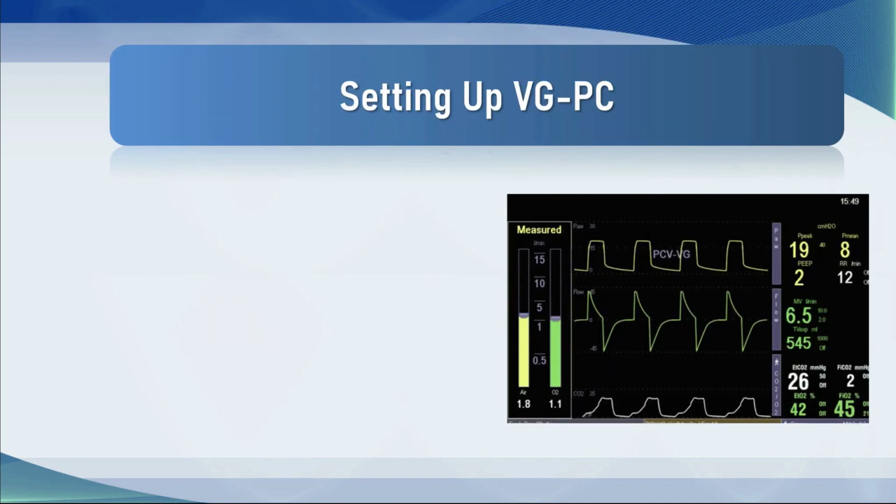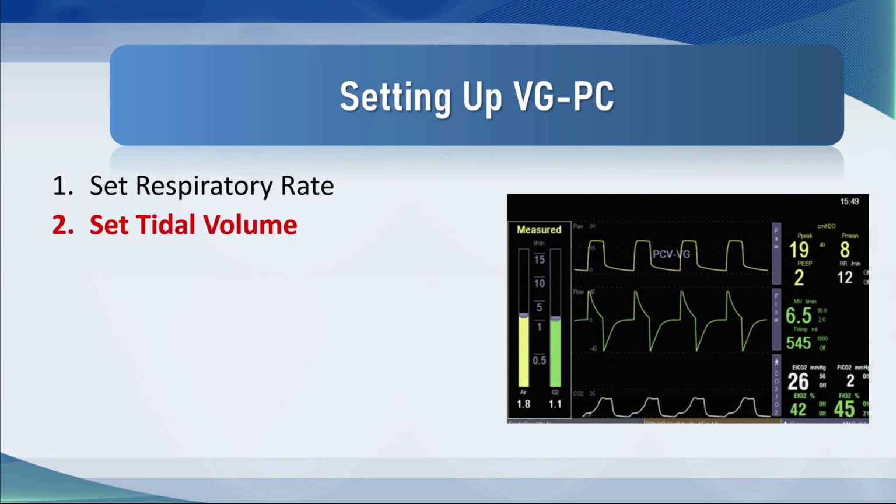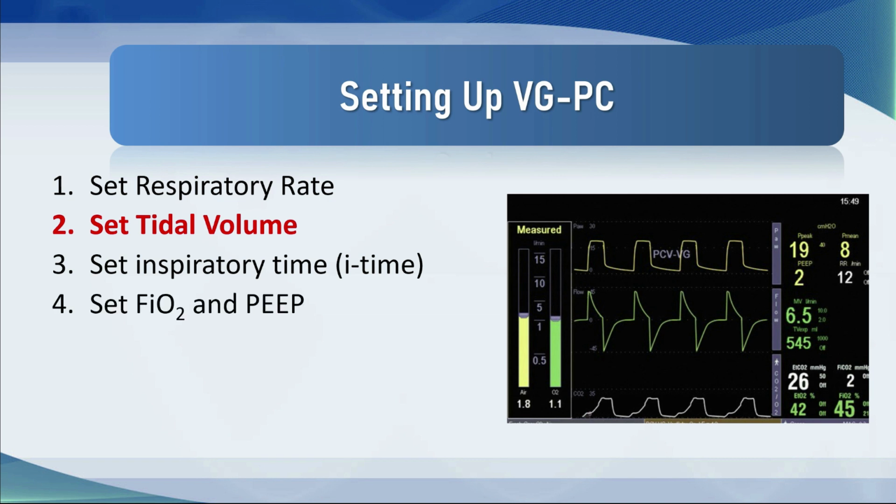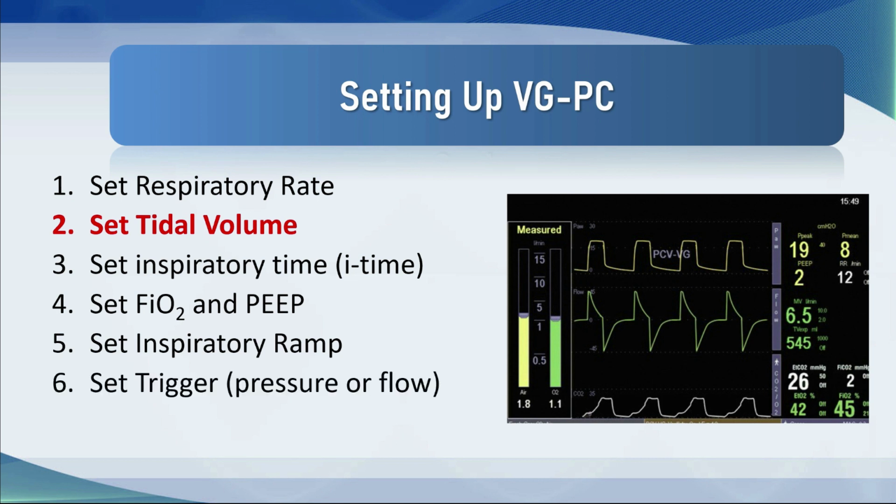In terms of setting up volume guaranteed pressure control, you set a respiratory rate. More important is setting the tidal volume. The inspiratory time needs to be set, the FiO2 and the PEEP, the inspiratory rise time or the ramp, the trigger, which is either a flow-by trigger or a pressure trigger, and the maximum airway pressure.